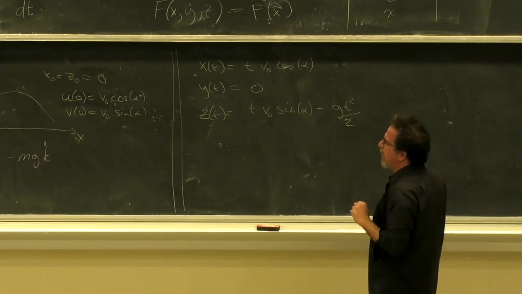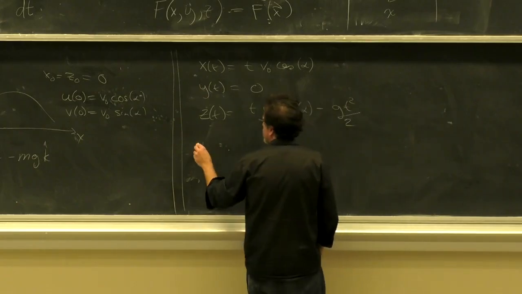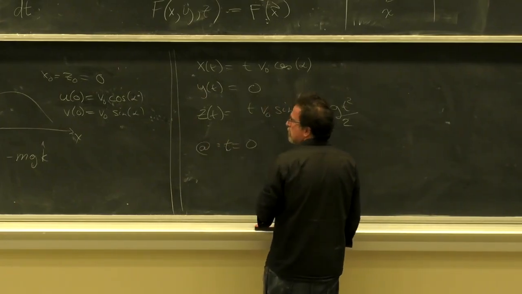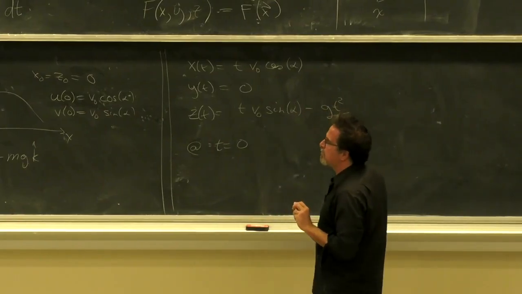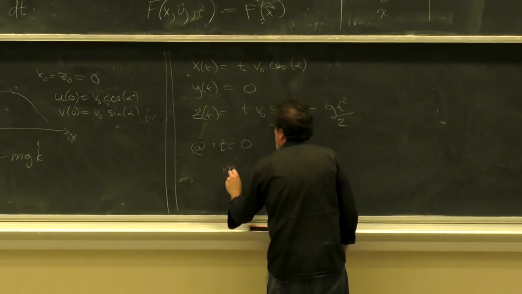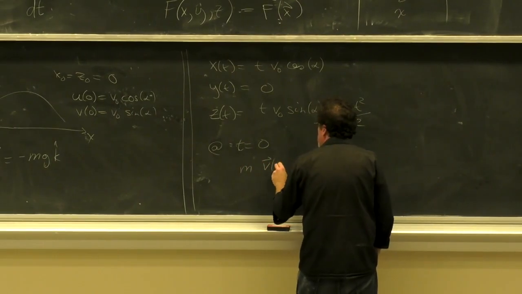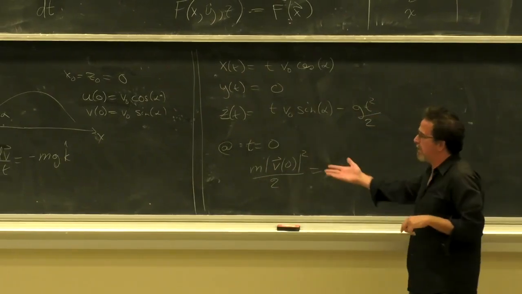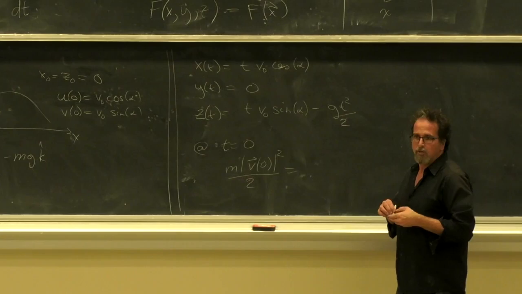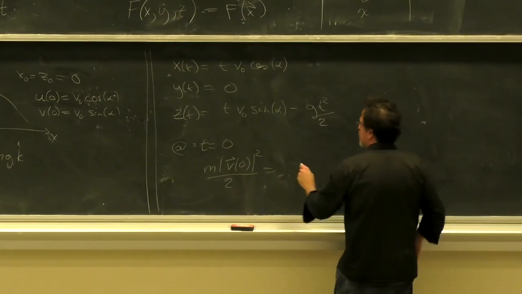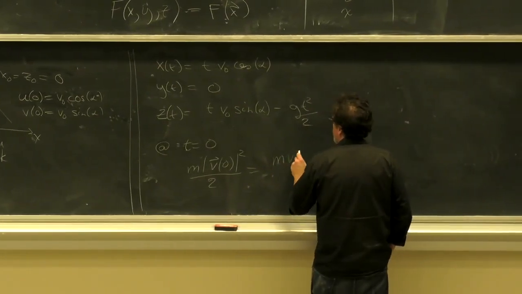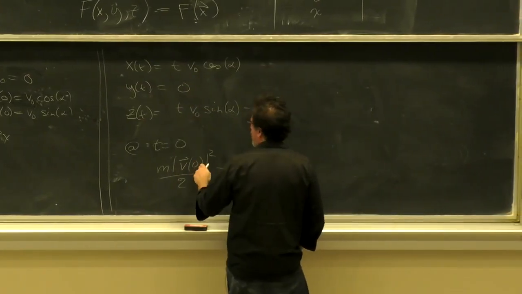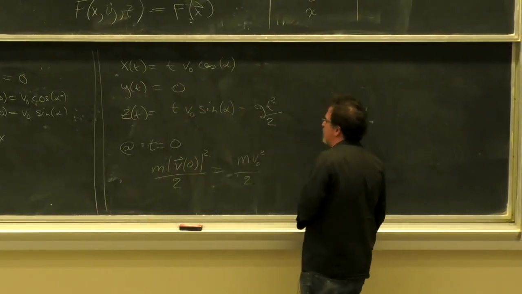So I would like to point out that at t equals 0, what is my mv squared over 2? mv of 0 squared over 2 is equal to just the magnitude of the initial velocity vector, m times v0 squared over 2, where v0 is this constant over here. So this is the vector evaluated at time 0, and this is what it is. It's v0.